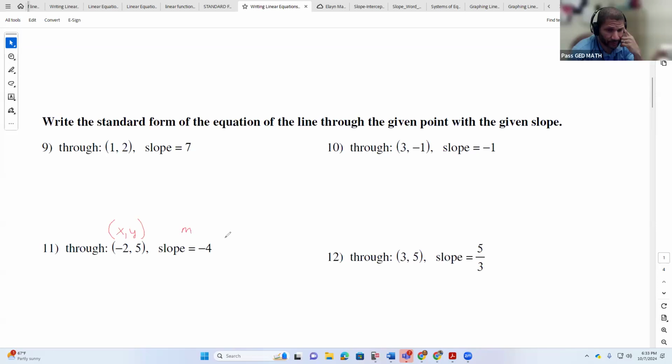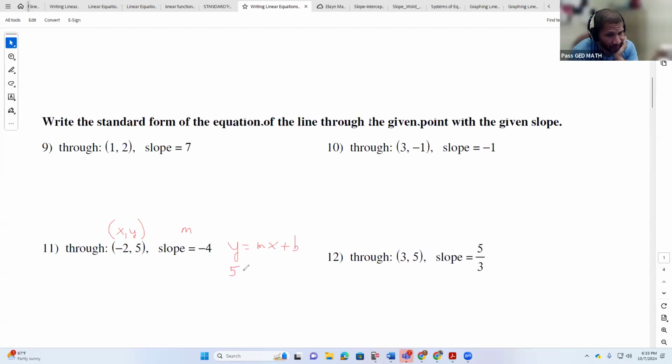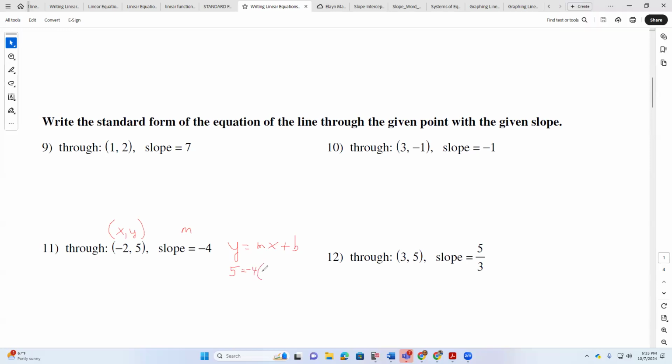M. Okay. Now, the slope-intercept form of the equation of a line is y equals mx plus b. That's what we're starting at. What's my y? The y is +5. The m is -4. We're multiplying that by x. What's x? -2. Plus b.